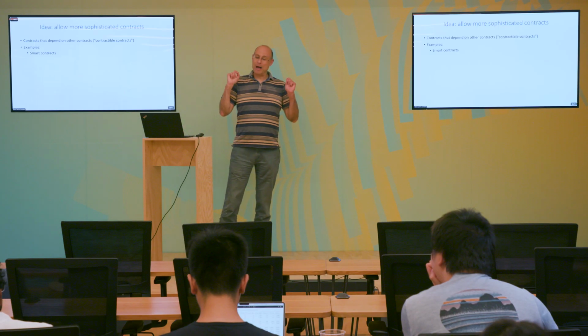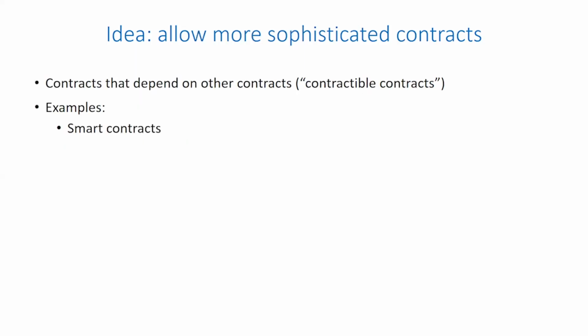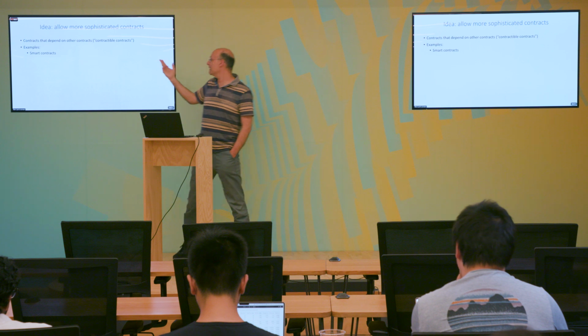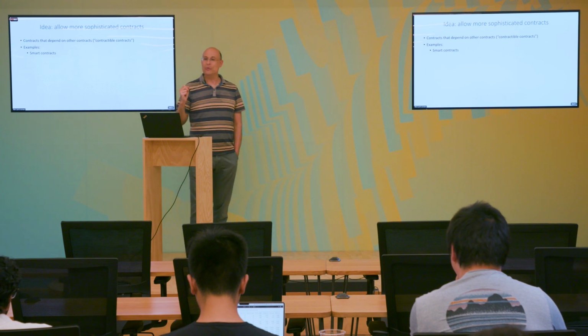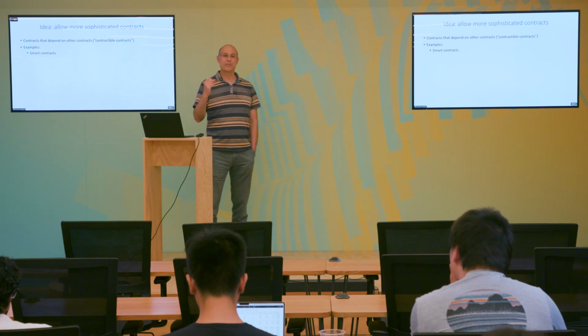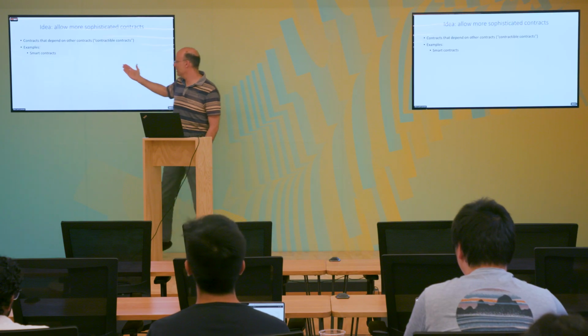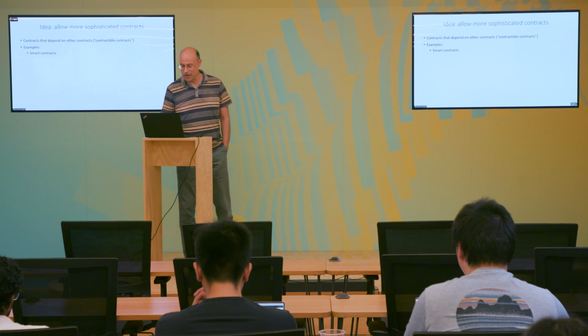So our idea in this work is to allow more sophisticated contracts. In particular, we would like to define contracts that depend on other contracts. These are termed contractible contracts. I could only find 2 previous papers in the economic literature that define or use such an idea. But of course, in reality, we have smart contracts, which exactly enable us to do this. But there are other examples. We don't have to only think about smart contracts.